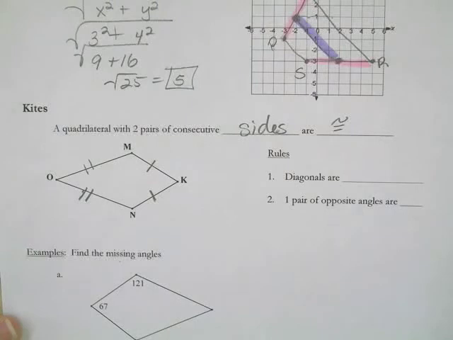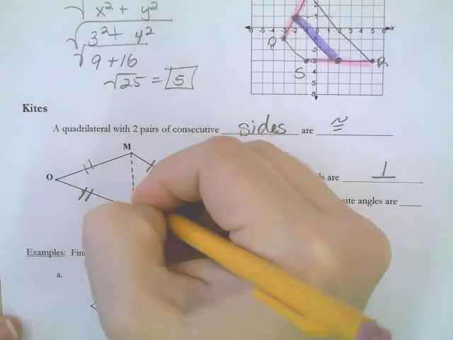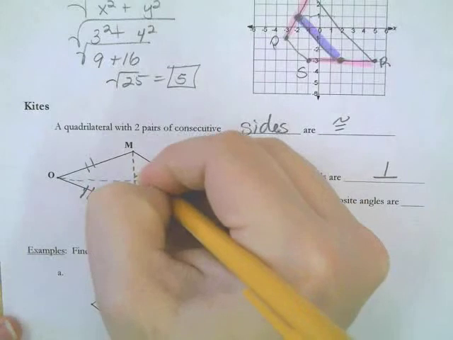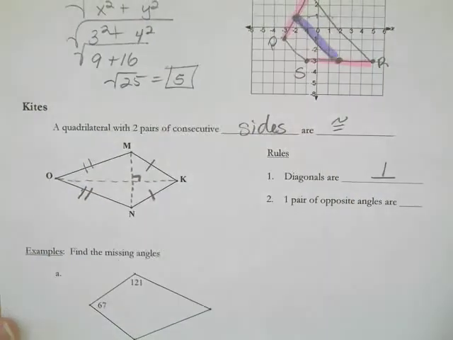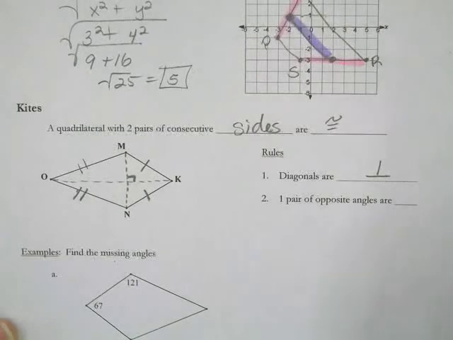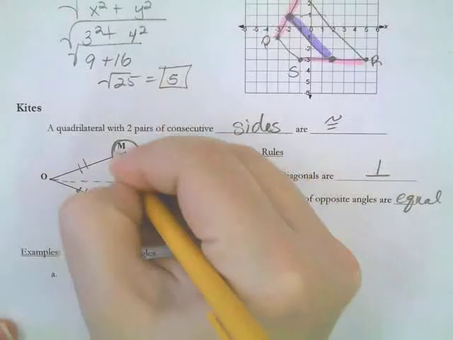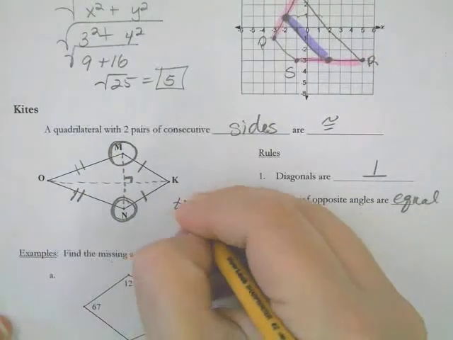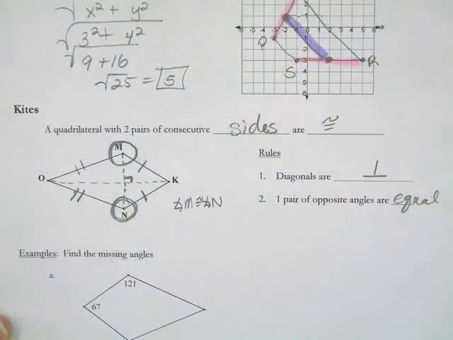For kites, diagonals are perpendicular. So that means when I draw my diagonals, there's a right angle here. Now, one thing you do need to know is that one pair of opposite angles are equal. Just one. It's this one and this one. Those are my equal angles. So angle M is congruent to angle N. And so it's the angles that touch the non-equal sides.